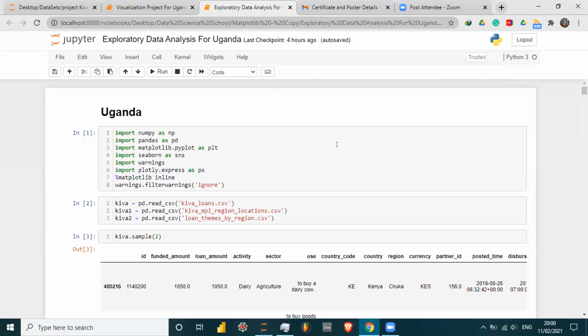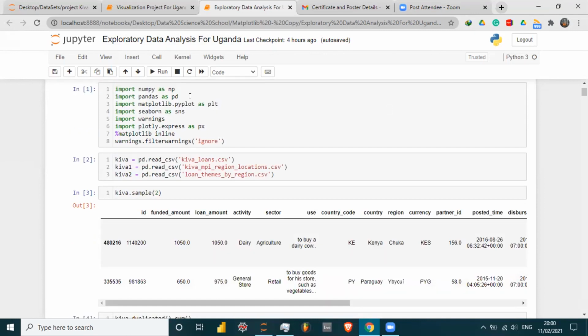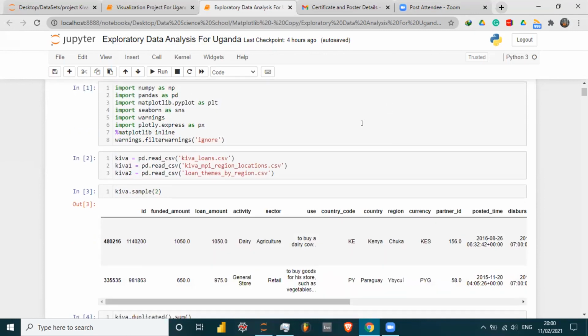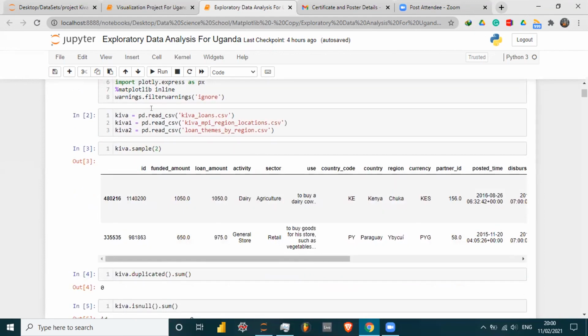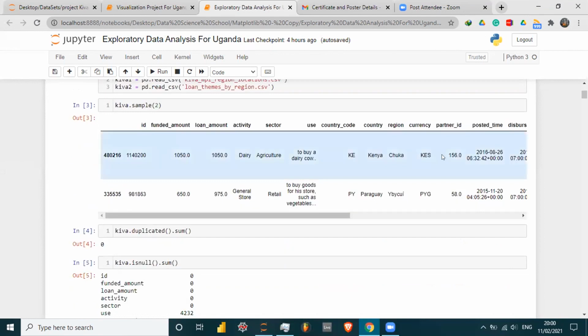So I did both questions. I did the EDA questions and the visualization questions. For the EDA questions, which are 9 in number, I imported my libraries. Then I imported my data set, and I took a sample of the data set just to see how it looks.